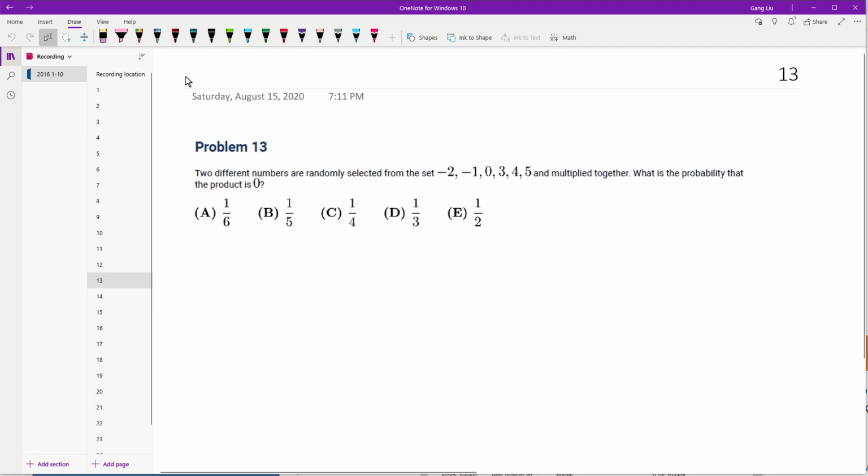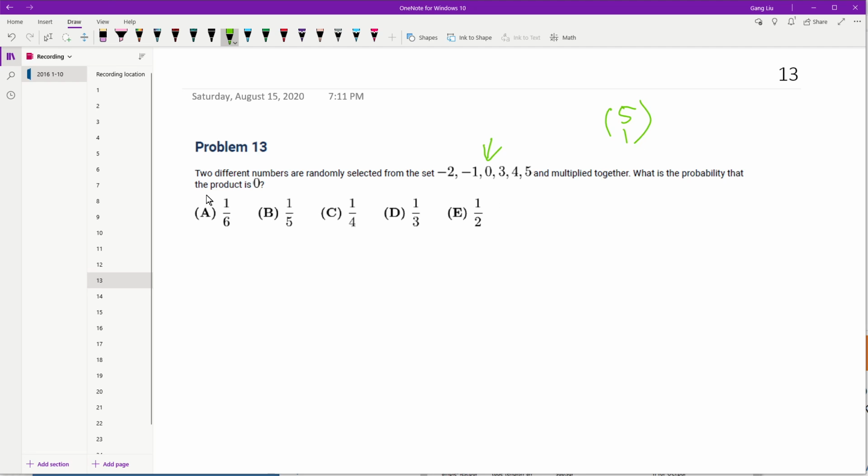And so problem number 13. Two different numbers are randomly selected from the set -1, -2, 0, 3, 4, 5, and multiplied together. What is the probability that the product is 0? If the product is 0, then one of the numbers has to be 0. For the remaining number, I can pick one number out of 5, so it's 5 choose 1.